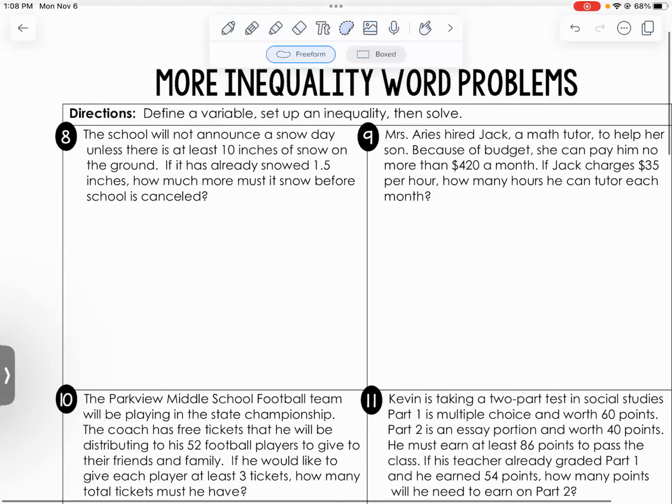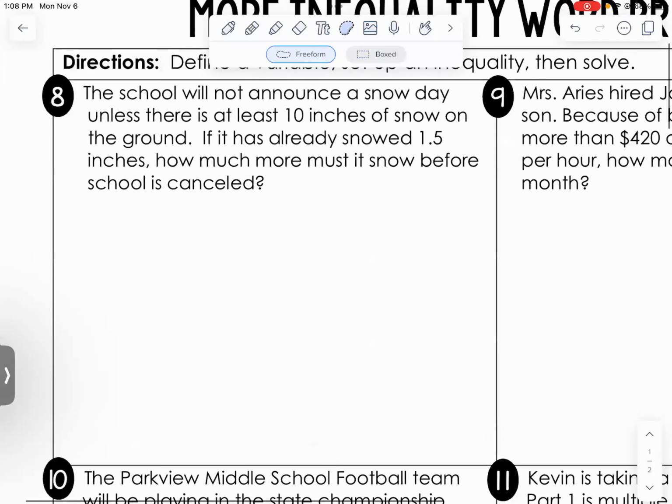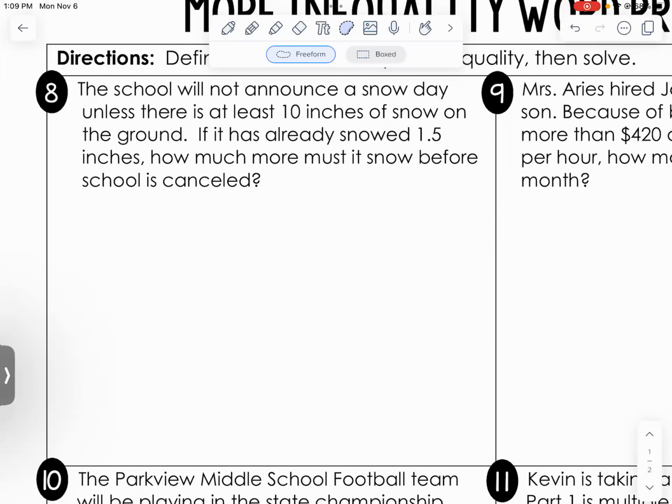Okay. So on Friday, we talked about taking a set of words and writing it as an inequality. We're going to do the same thing today, except we have a situation. We're going to have to figure out what our missing value is and then set up our inequality.